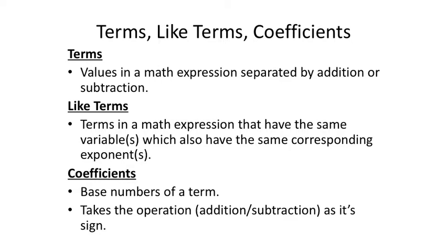Like terms, this seems kind of technical, are terms in a math expression that have the same variable or variables. And those variables have to have the same exact exponents in order for those to be like terms. Should we see any exponents right now? Probably not too many anyways, right? For example, see how this is 3x. That's a term. You can make it a negative 3x if you wanted to. Another like term is another term that has an x in it, such as 2x.